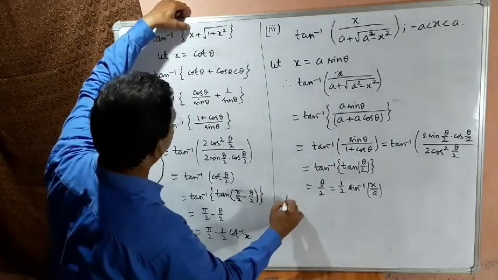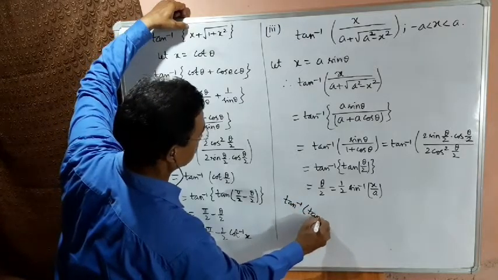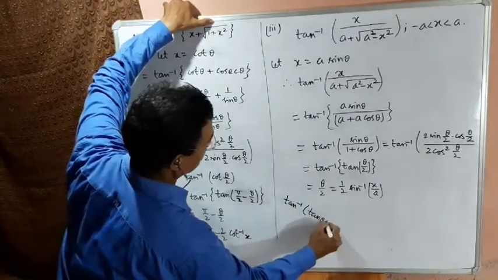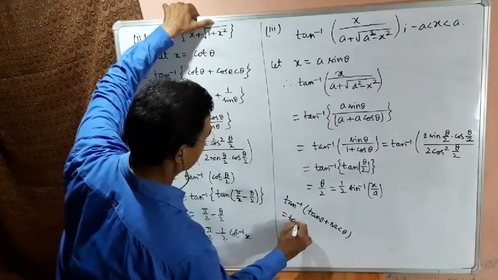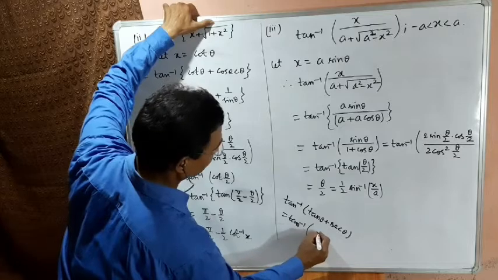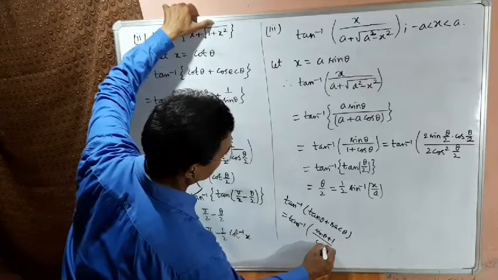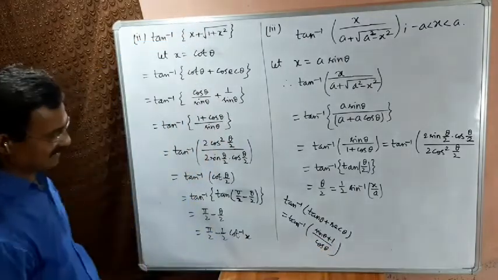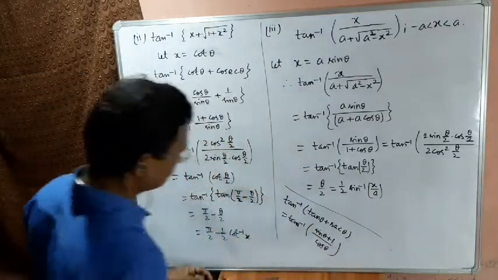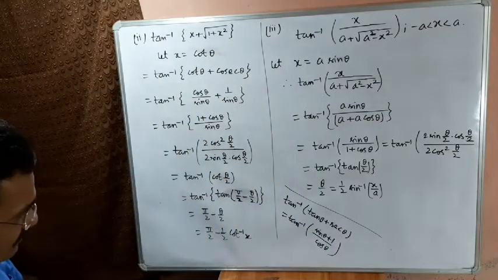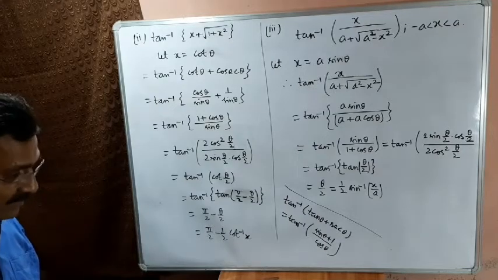Then this expression would be tan inverse of tan theta plus sec theta, and tan inverse of sin theta plus 1 by cos theta. And this expression, you may see, would be transformed in tan inverse. I am not saying that this cannot be performed.